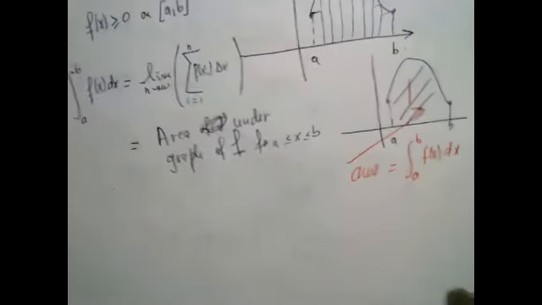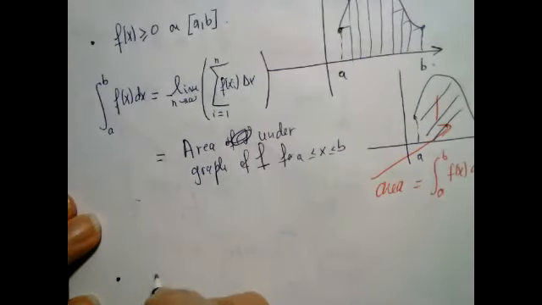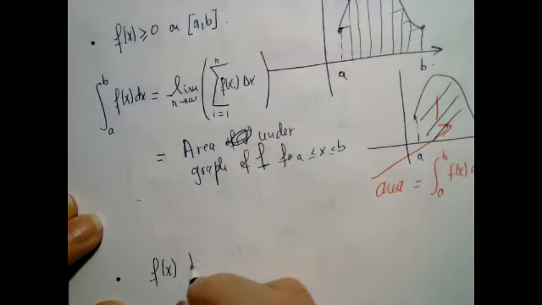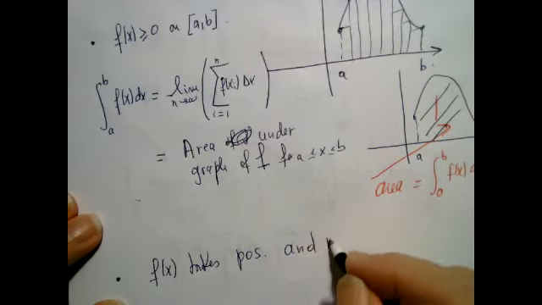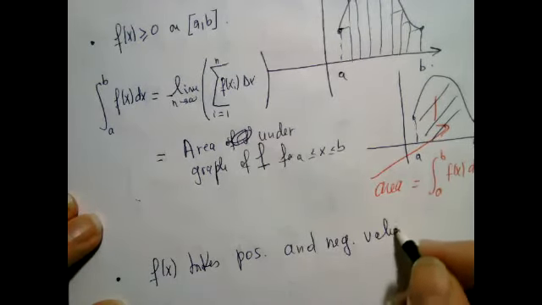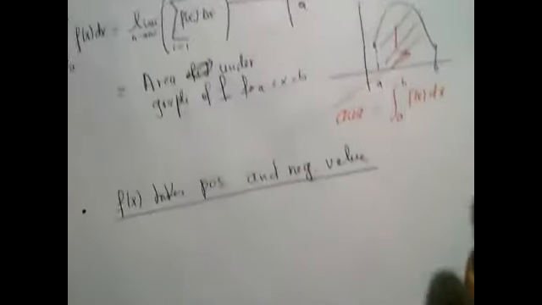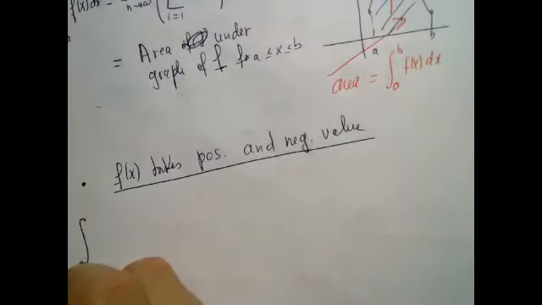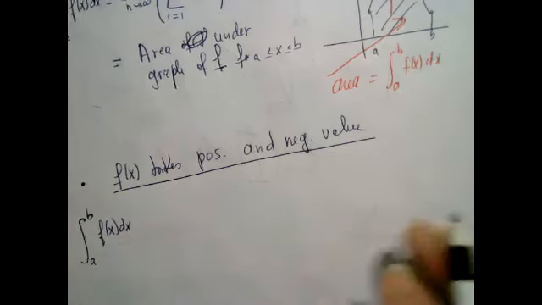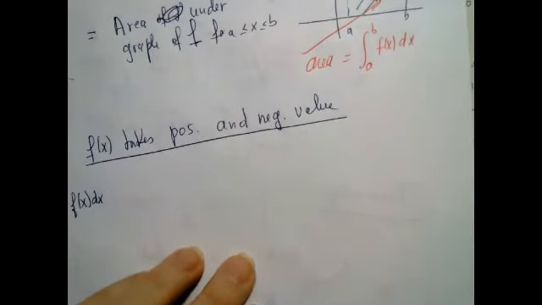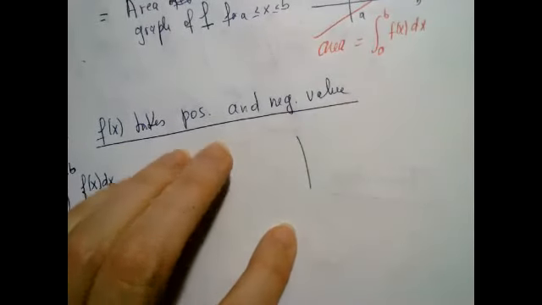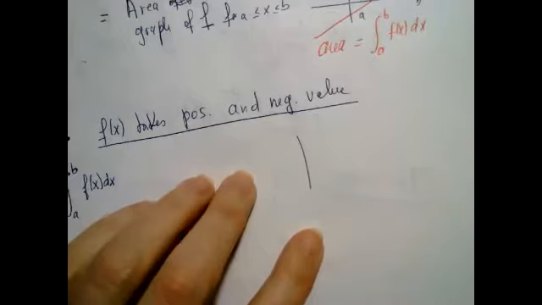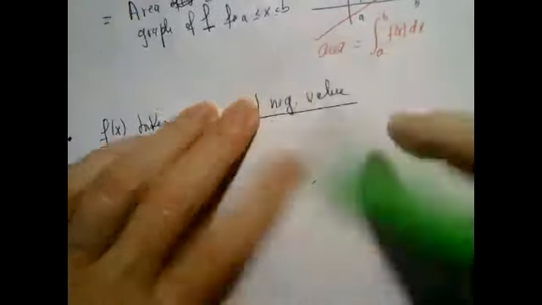Now, what happens when f takes positive and negative values? Suppose f takes positive and negative values. Okay. What does the integral represent graphically? Again, the definition of the integral is the limit of those sums. But now when the function takes positive and negative values, what do those sums represent? And this is basically what we did at the beginning.